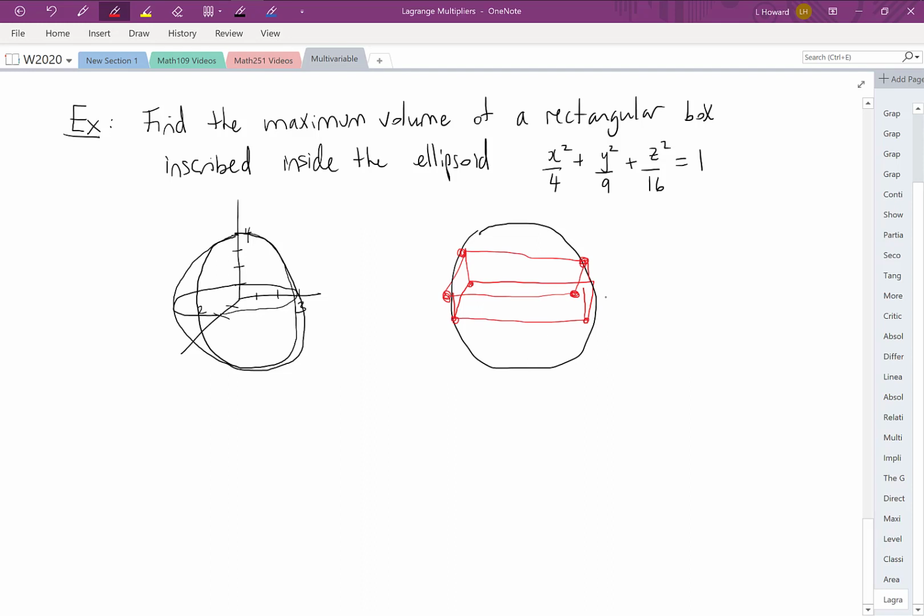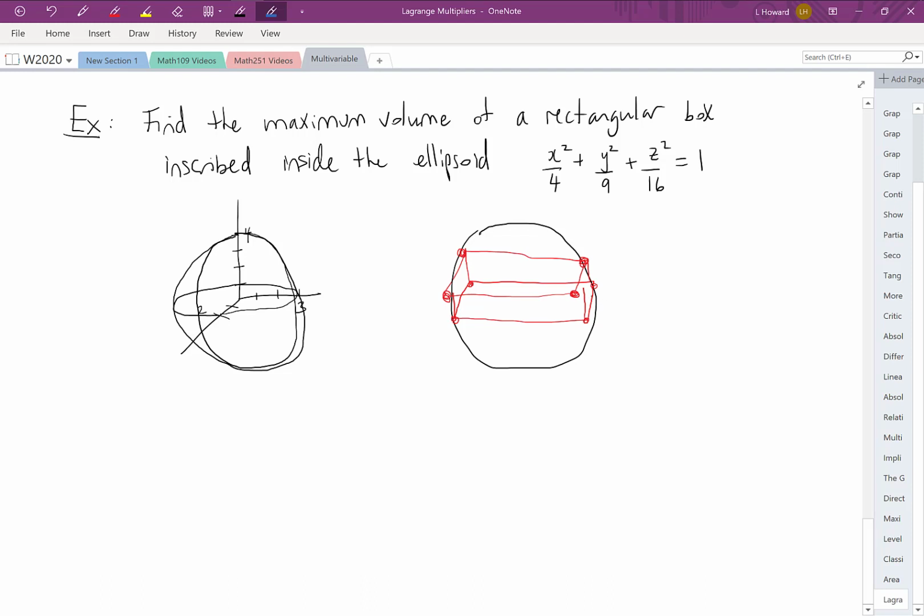So the question is, what is the biggest volume of this box? As we change the dimensions, that's going to affect the volume. So what combination of dimensions for this box are going to allow it to have the corners sitting right on the surface, but maximizing the volume of that box? So just like in our previous problem, we need to introduce some variables here in order to do a calculation.